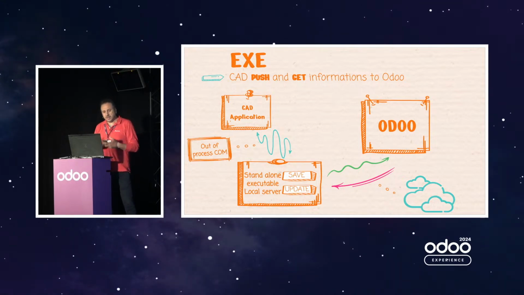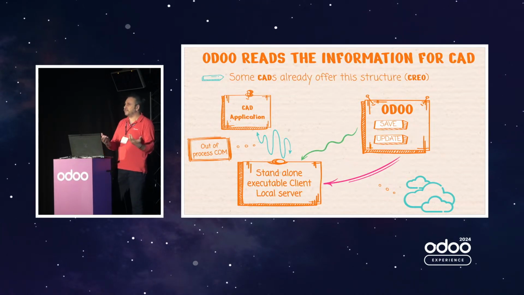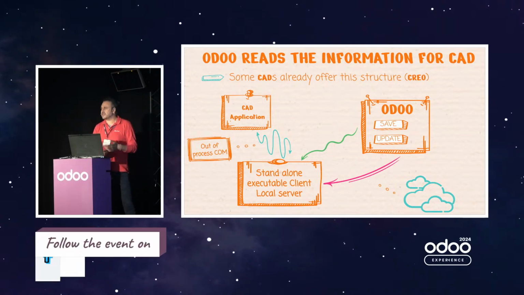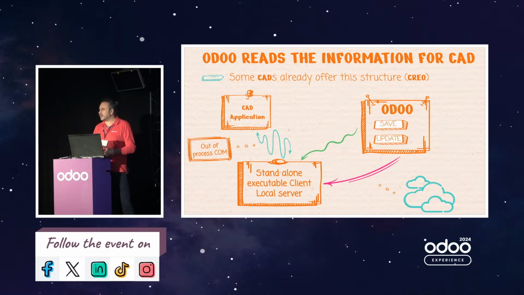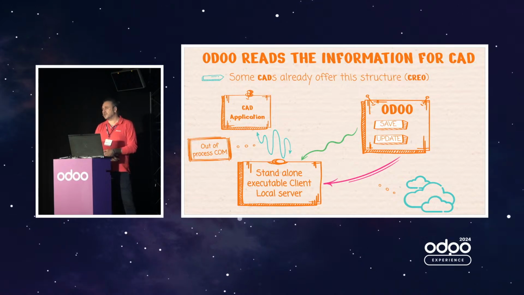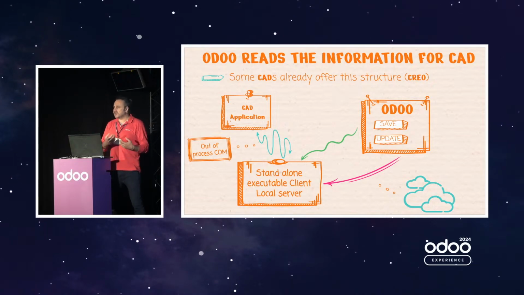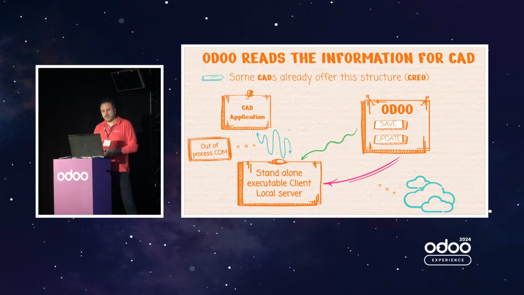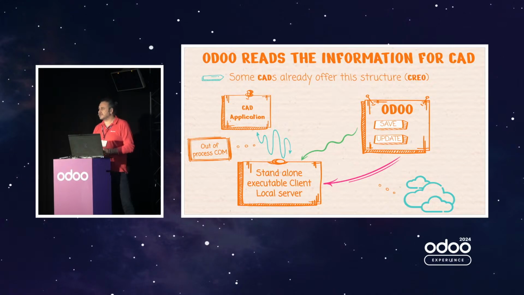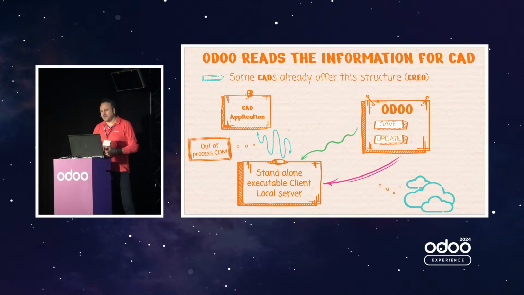There is also another way, in which we do not develop anything inside the CAD application, because the CAD application already gives us some web services. This is the particular case of the Creo CAD application, which offers a sort of web server to which you can ask for information. In that case, we move the control from the CAD application or our executable directly inside Odoo. So in this case, from Odoo, we are able to call the CAD application and get the data that we will use further.